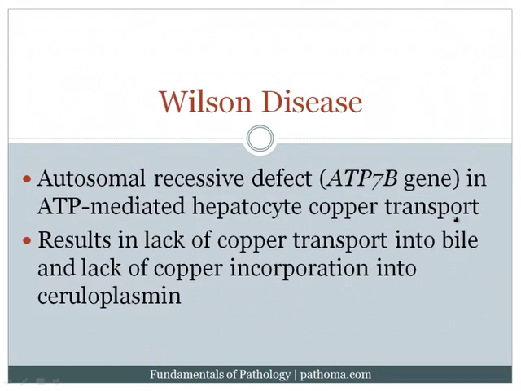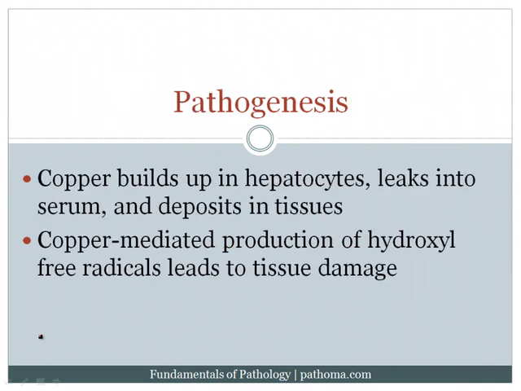Wilson's disease is another disorder that can result in cirrhosis. It's an autosomal recessive defect in the ATP-mediated hepatocyte copper transport system. This results in an inability to put copper into bile, and it also results in an inability to incorporate copper into ceruloplasmin, which is the key molecule that carries copper around in the blood. As a result, because you can't put copper into the bile, copper will build up in the hepatocytes. It will then leak into the serum and eventually deposit in tissues.